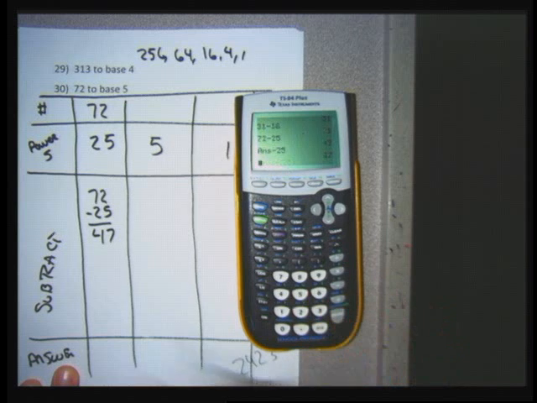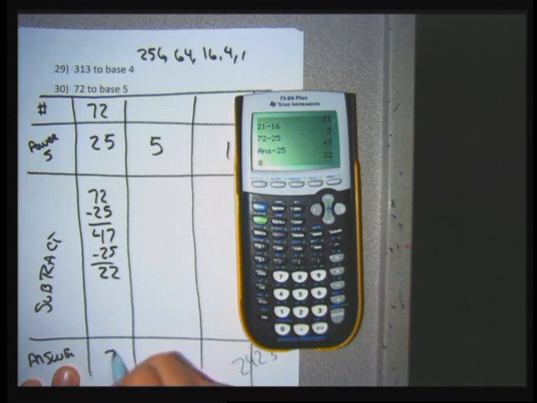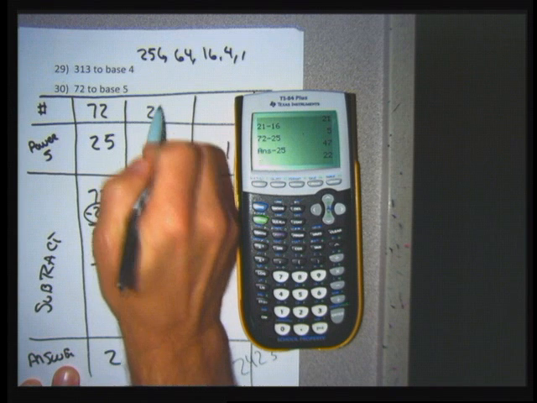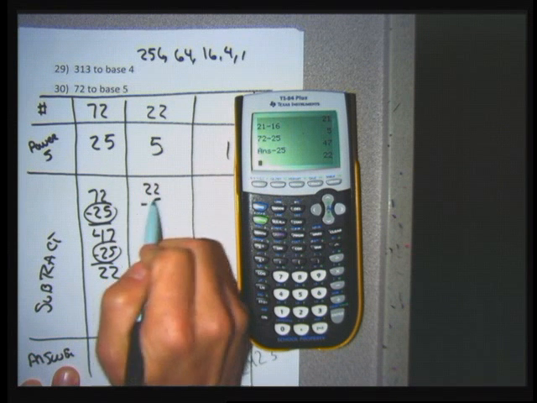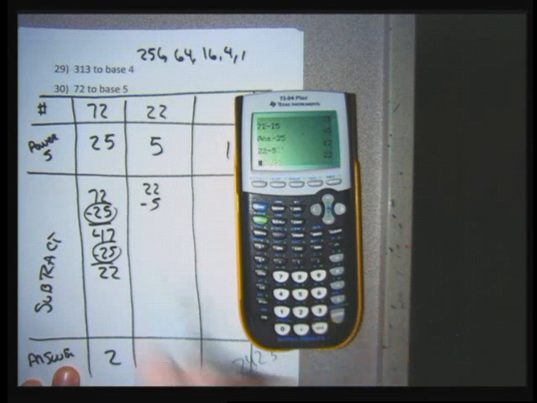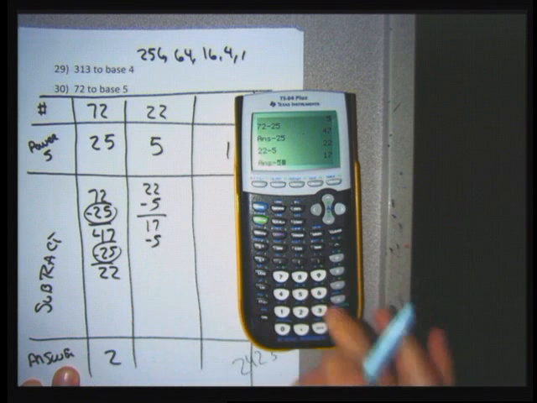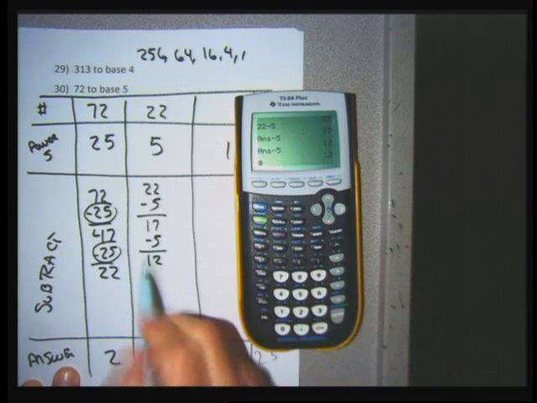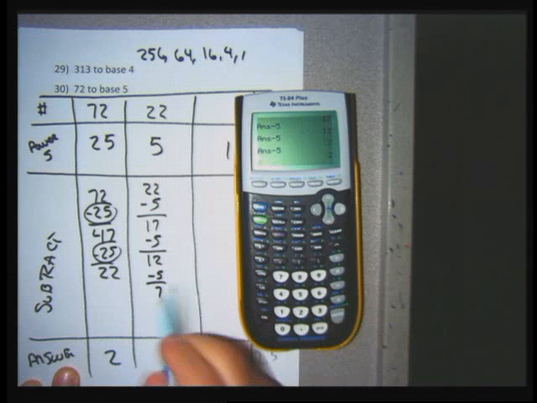47 minus 25 is 22. Write a 2 down here for the 2 times I could subtract. Carry my remainder over. Subtract. 22 minus 5, 17. 17 minus 5 is 12. 12 minus 5 is 7. 7 minus 5 is 2.